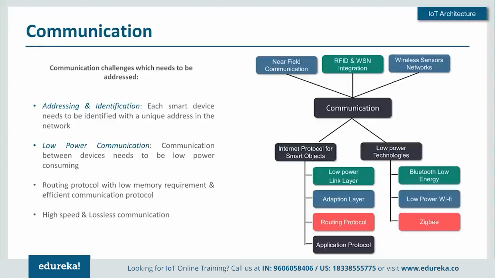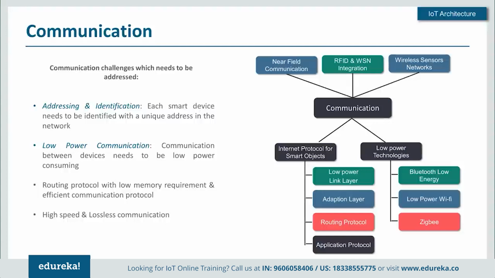Coming to the next layer, which is the most important layer that's out there, which is my communication layer. Now, as your Internet of Things environment actually grows, this is a combination of various heterogeneous devices which are connected to the internet.